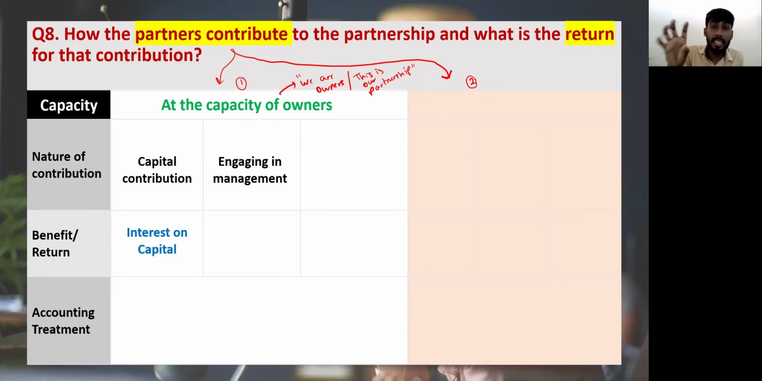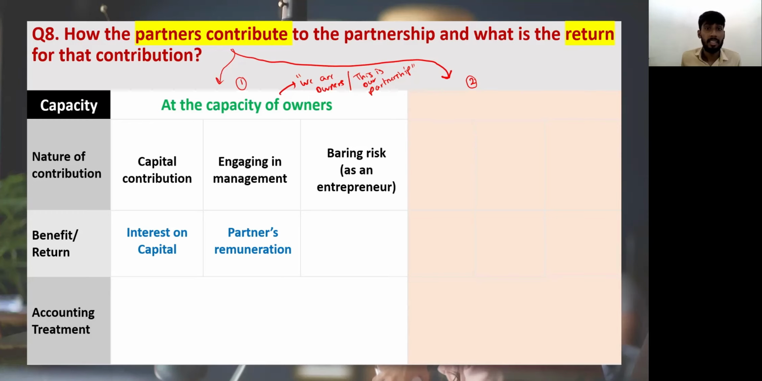If a partner is engaged in the management, they will get partner's remuneration. Sometimes we name it partner's salary. Both terms are correct, but the technical term is partner's remuneration. And they bear risks. Now, we are the owners, so all owners bear risk as entrepreneurs. That is the risk of profit or loss. So for that, the owners will get a share of profit or loss.